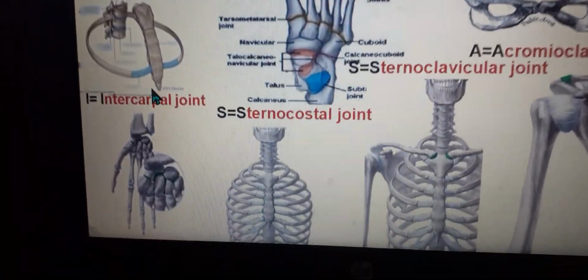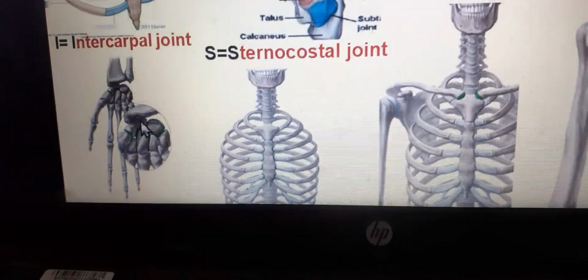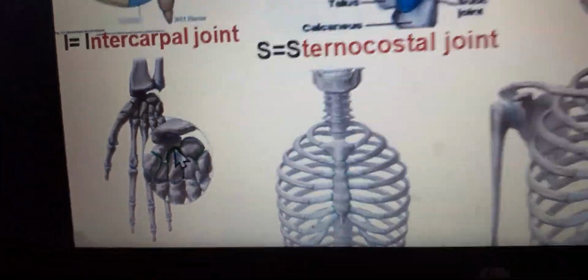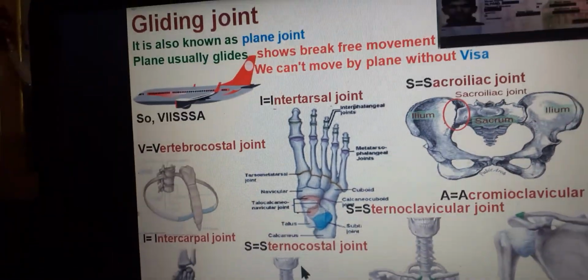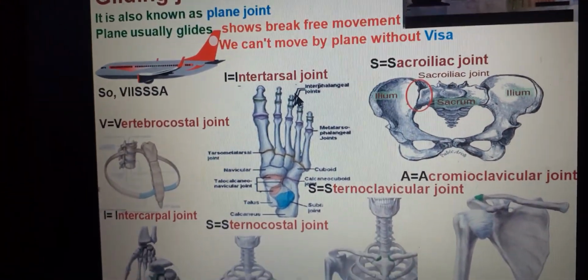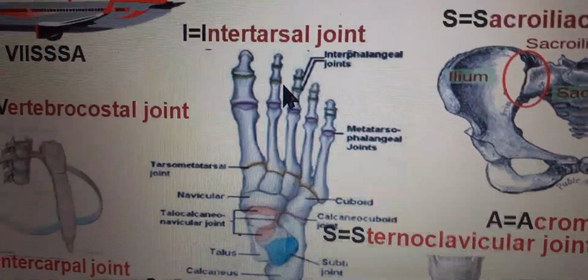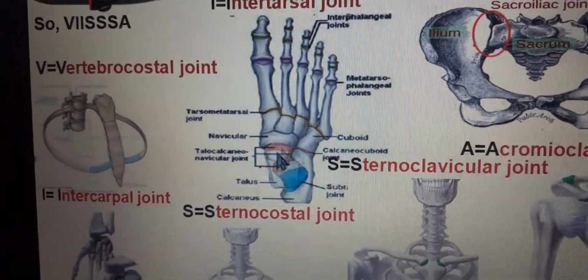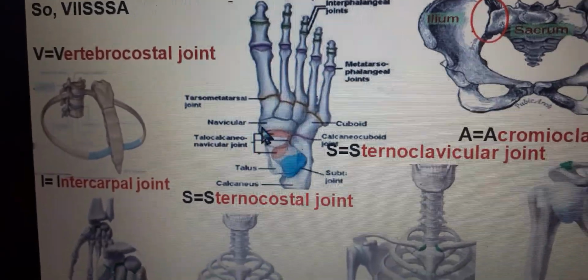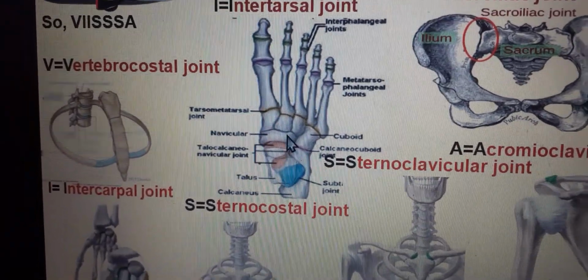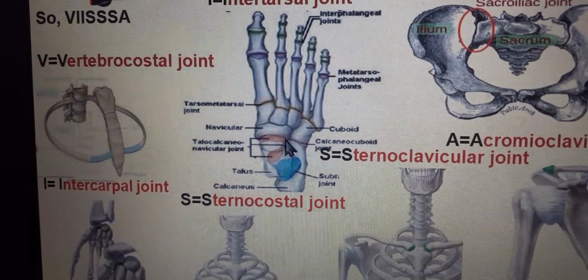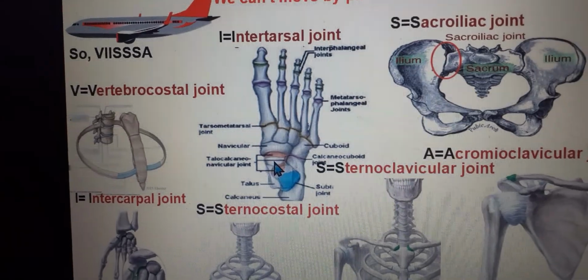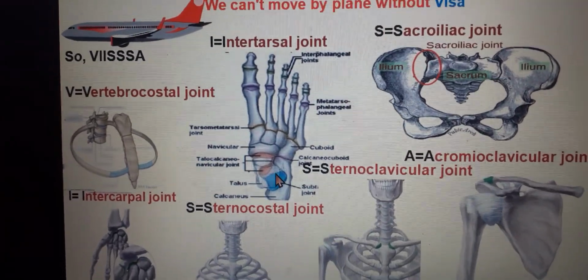I for intercarpal joint, in between the carpal bones. In green color, here it is showing the intercarpal joint. And another I is the intertarsal joint. These are the intertarsal joints, in between the tarsal bones, that is the cuneiform, navicular, calcaneum, talus. All these joints are known as intertarsal joints.